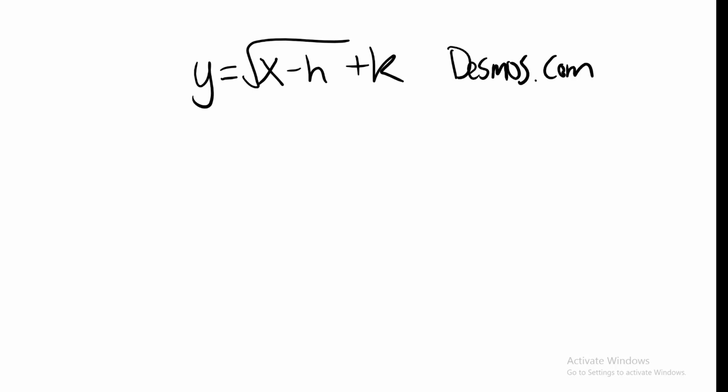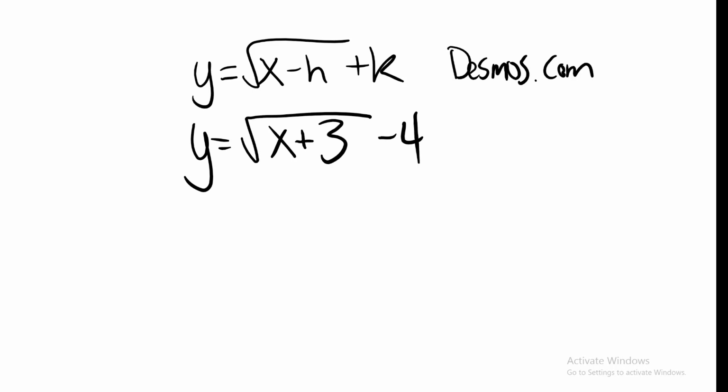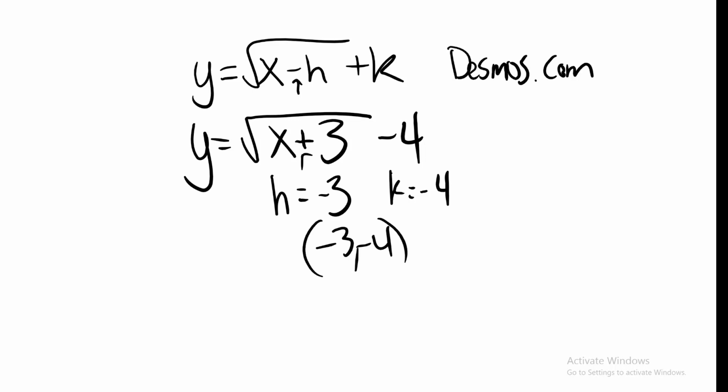If you want to do this without Desmos, we just take an equation: y equals the square root of x plus 3, minus 4. We say, okay, because there's a negative in the general equation and this is a positive, our h is negative 3. Our k is negative 4. What h comma k is, negative 3 comma negative 4, is the point at which our square root function starts. So if I went to graph this, I'd go to negative 3, negative 4.